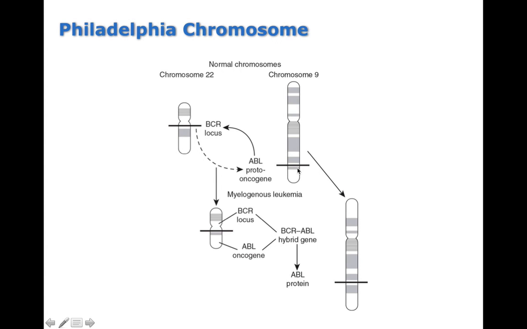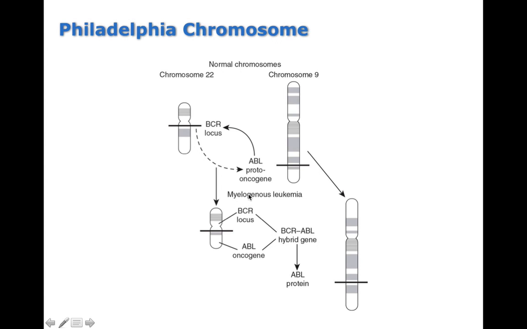And so what ends up happening is that this gene for ABL protein ends up being a proto-oncogene when it's still on chromosome 9. But once it's translocated to this BCR locus on chromosome 22, that ends up being the genetic change, the genotypic change that can lead to the phenotype, which is myelogenous leukemia.